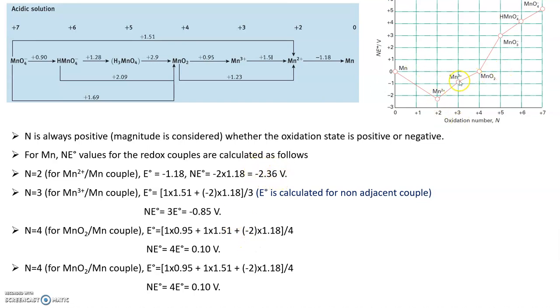Similarly, if these values are not given, like here these values are not given, we have to calculate using N1, E1, N2, E2 by N1 plus N2 in that way. Then finally you plot the values, and from this you see which one is the most stable oxidation state. This is lying below all of them, so this is the most stable oxidation state of manganese.